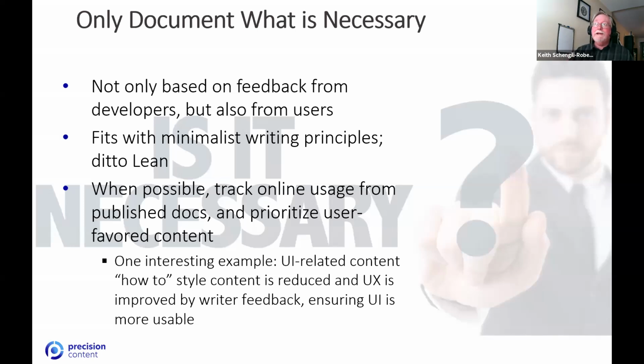And again, coming back to the idea of minimalism, only document what's necessary. So not only based on feedback from developers, but also from users. And again, this fits with minimalist writing principles and ditto with lean principles. When possible, track online usage from published docs and prioritize user-favored content. One interesting example is that UI-related content on how to style content is reduced and the user experience is improved by writer feedback, ensuring that the user interface is in fact more usable.